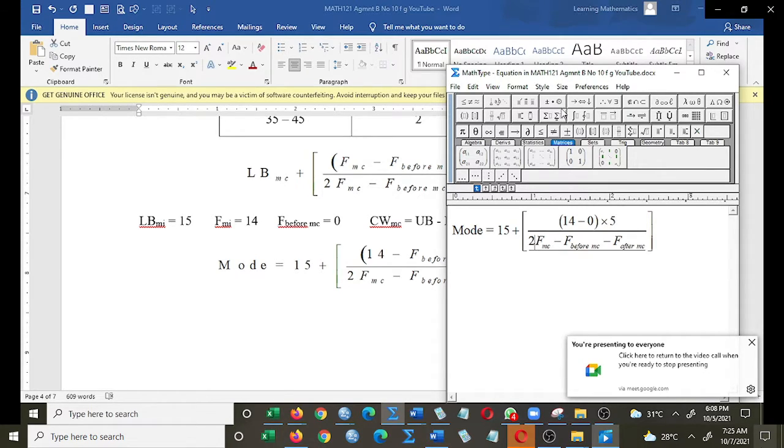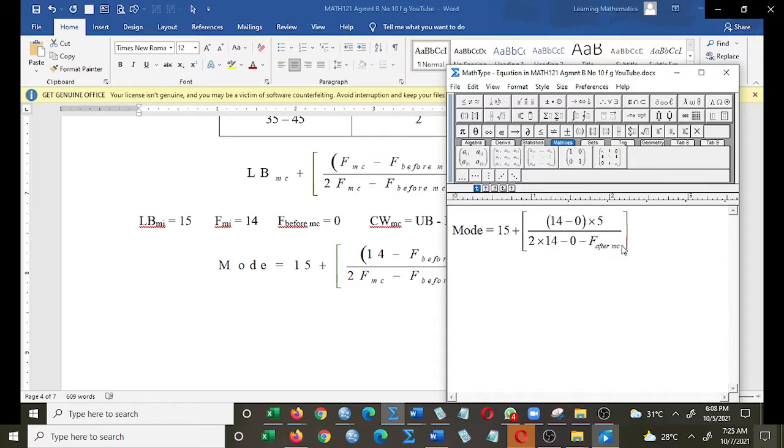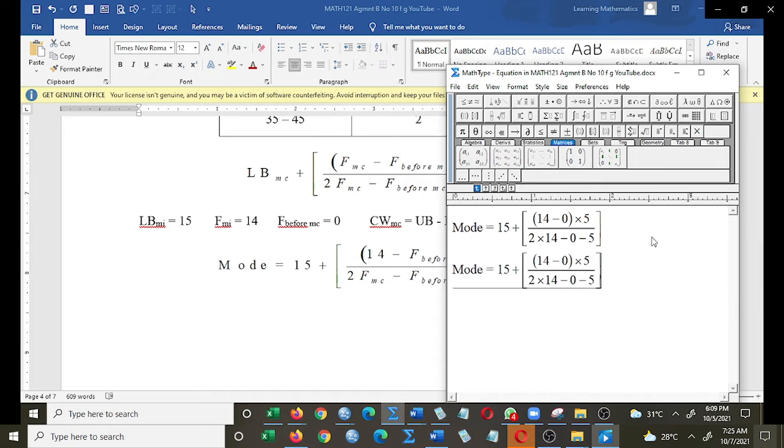2 times the frequency of the modal class, so that's 2 times 14. Subtract the one before, which is still 0. Subtract the one after, which is 5. Okay, if you want to do this step by step: 14 minus 0 times 5, that's how much? Can anybody tell me what is 14 times 0?